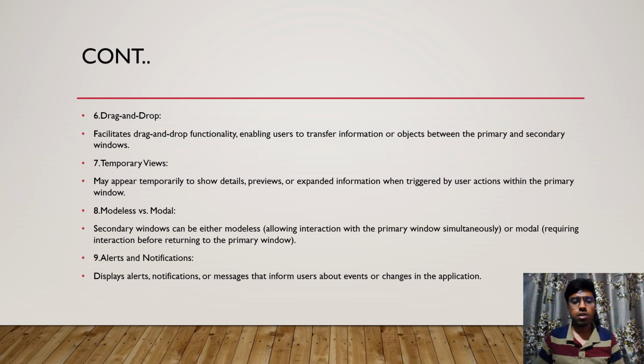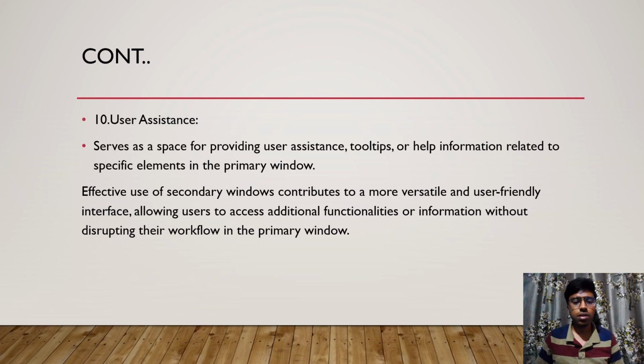Modes: a modal secondary window can be either modeless, allowing interaction with the primary window simultaneously, or modal, requiring interaction before returning to the primary window. Alerts and notifications: it displays alerts, notifications, or messages that inform users about events or changes in the application. User assistance: it has space for providing user assistance, tooltips, or help information related to specific elements in the primary window.